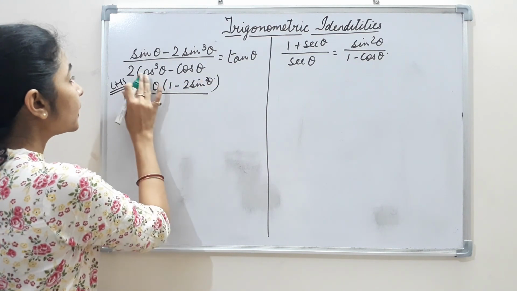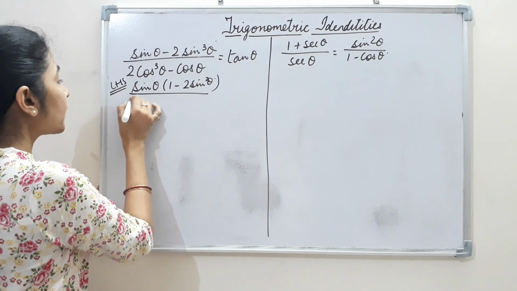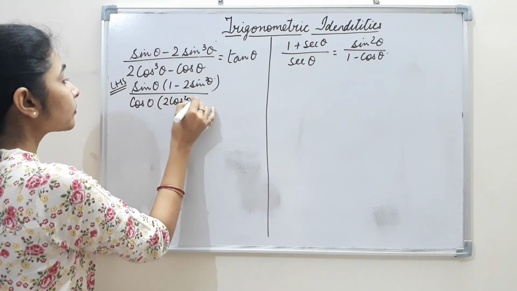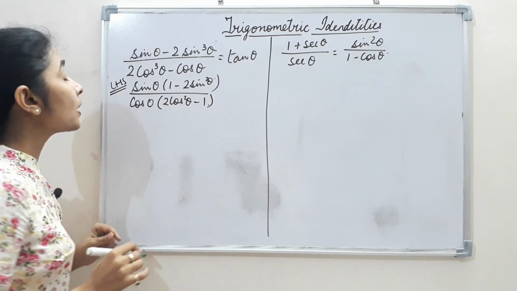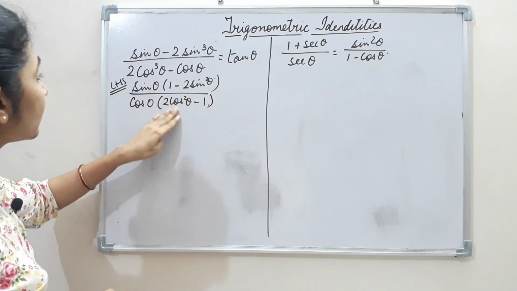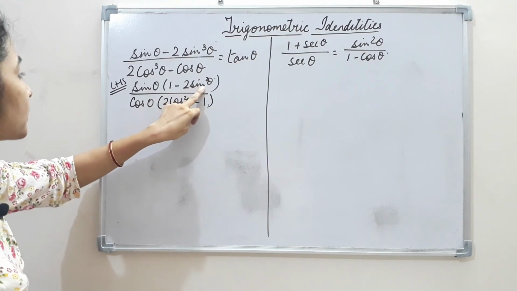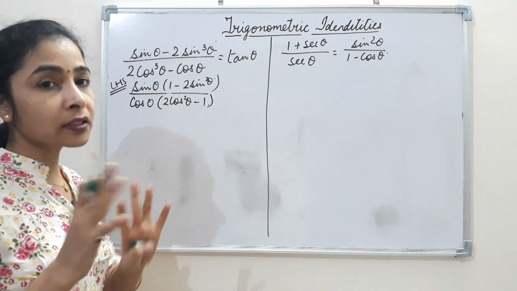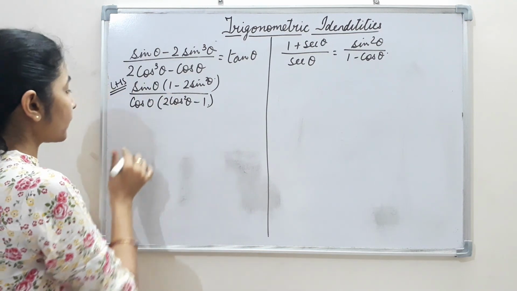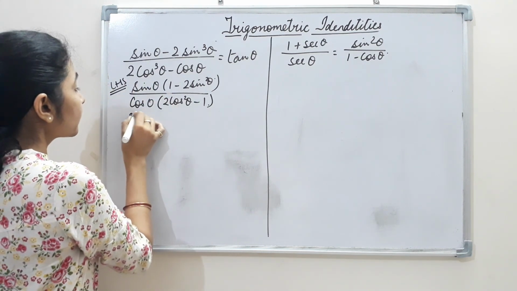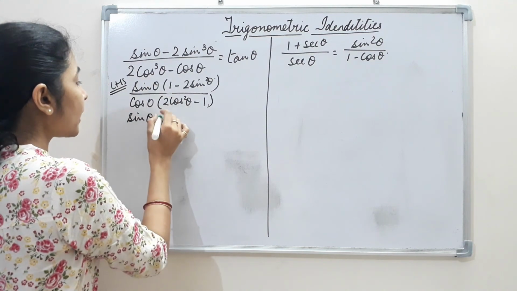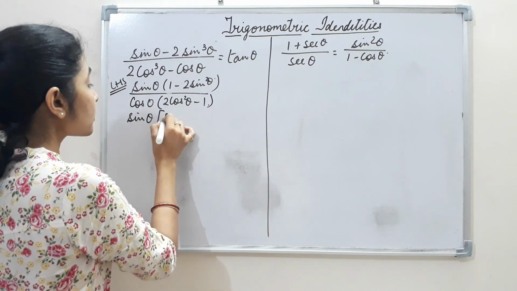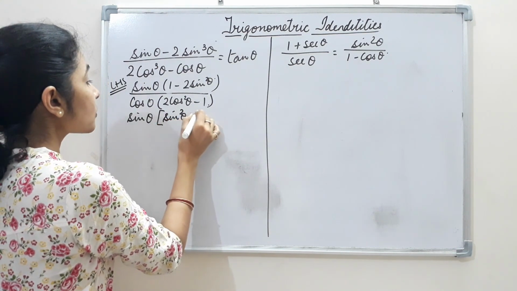Similarly, here also cos is common. So what do we get? Cos theta bracket 2 cos square theta minus 1. Now, here we are having 2 sin square theta. Either we can change this, or we can change this 1 also into cos square theta plus sin square theta. Let us change 1. Sin theta remains as it is. This 1 I am changing into sin square theta plus cos square theta.